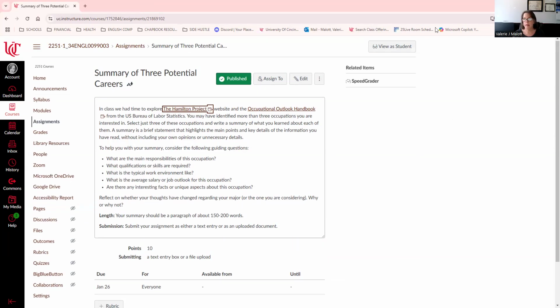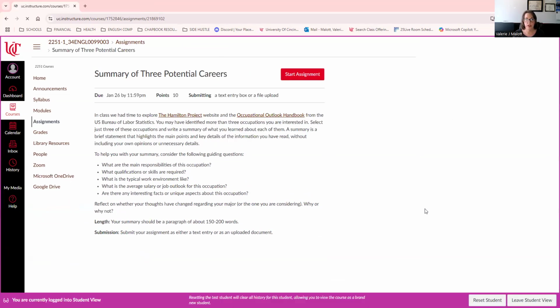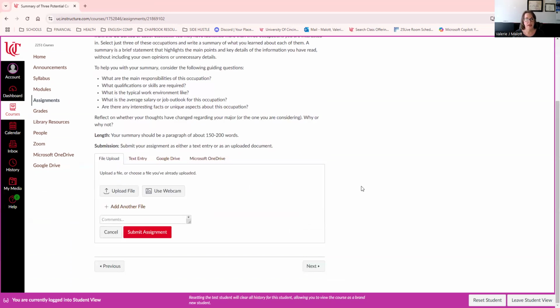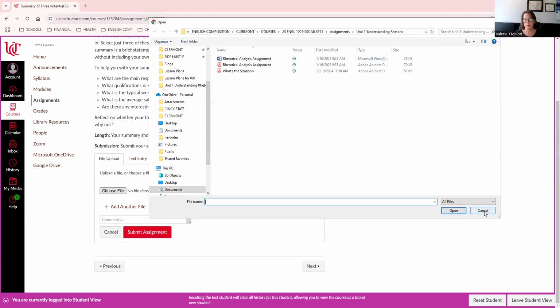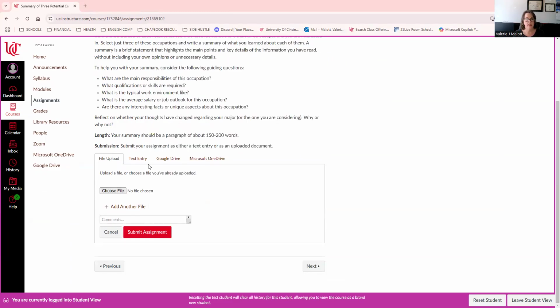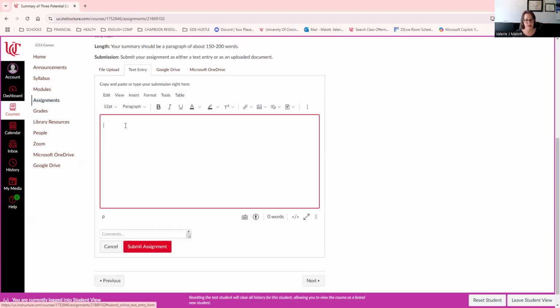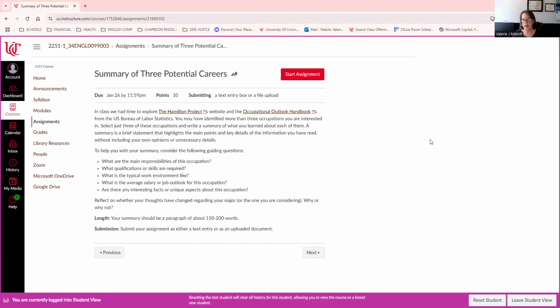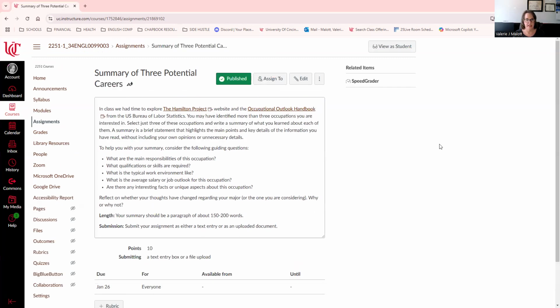So if I go into student view here, you click on assignment, you can either upload a file, which will open up your Explorer there to figure out what file you need to upload, or you can open up the text entry and start typing in the box, right? Type correctly. Just remember to click on submit assignment when you're done. That way you know that the assignment has been submitted.